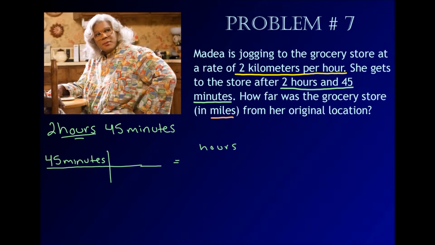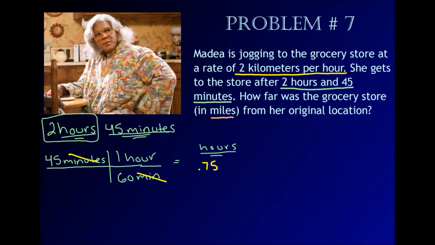In order to do that, you just leave the 2 hours alone. So leave that part alone. It's 2 hours. We know there's 2 hours there. 45 minutes, though, has to be converted to some sort of decimal of hours. So in order to do that, I've set up our conversion table with 45 minutes as my beginning and hours as my end. I'm going to put 60 minutes on bottom and 1 hour on top. So my minutes cancel out, and I multiply 45 times 1 divided by 60, and I get 0.75 hours.